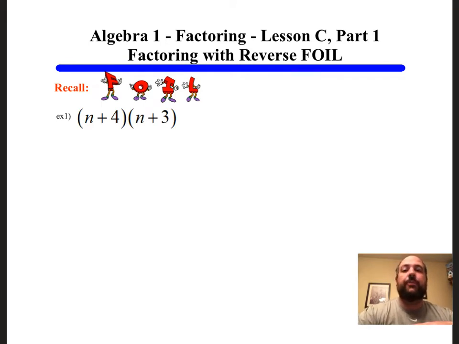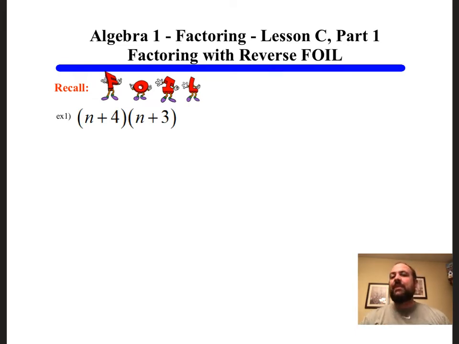In the past 2 weeks, we've talked about two very specific ways of factoring. The first way was to use the greatest common factor and basically reverse distribute a number or variable or both out of however many terms we had, and then write it as the product of that GCF times whatever the leftover factors happen to be.